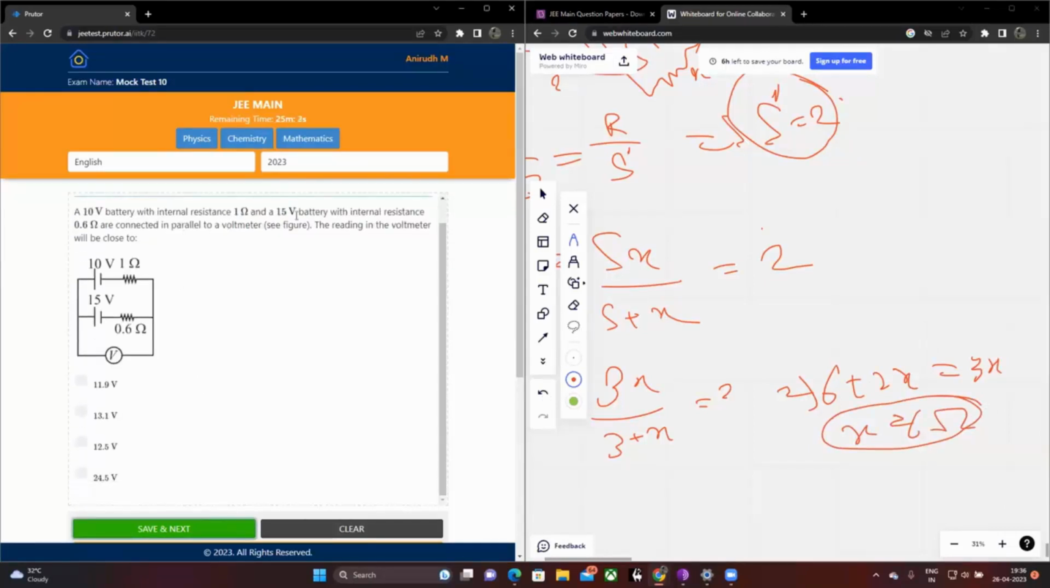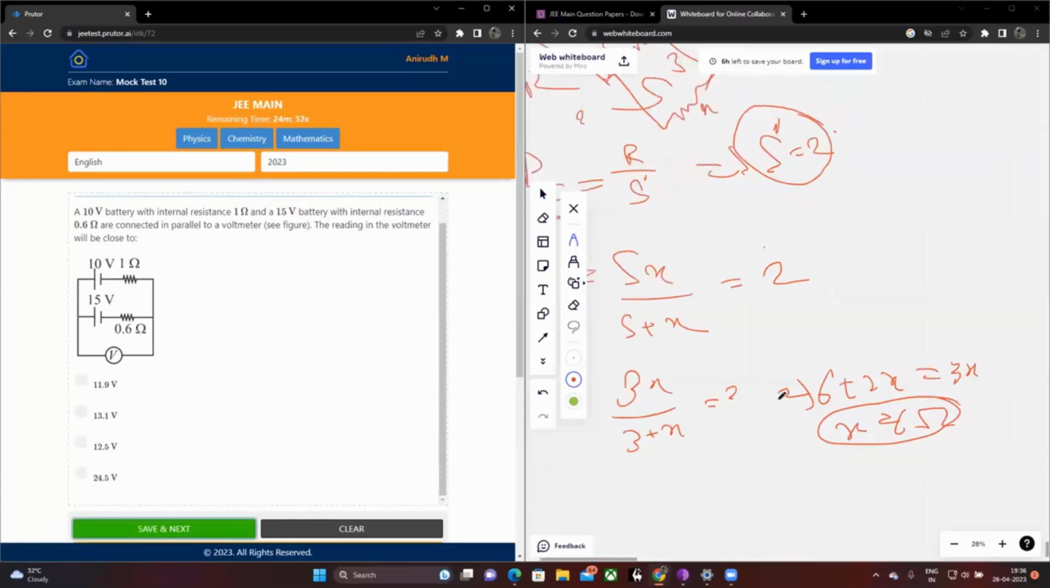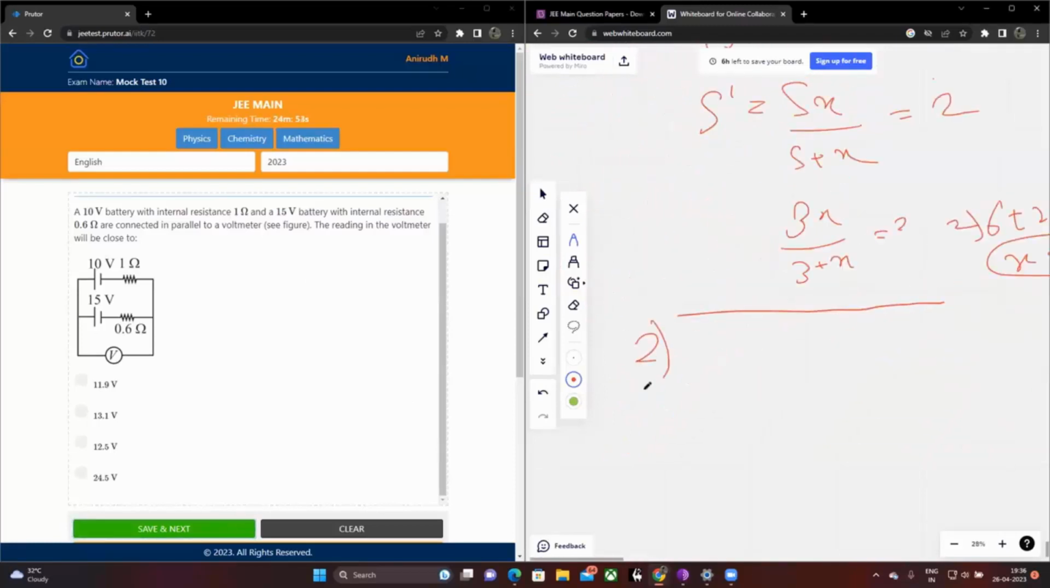A 10 volt battery with internal resistance 1 ohm and a 15 volt battery with internal resistance 0.6 are connected in parallel to a voltmeter. The reading in the voltmeter is going to be... It's also fairly simple, with this being 10, this being 1, this being 15, this also being 1. So let this be an arbitrary ground, because I don't want to confuse myself with different voltages. This has 0 voltage. Let a current I flow through the circuit in this direction.